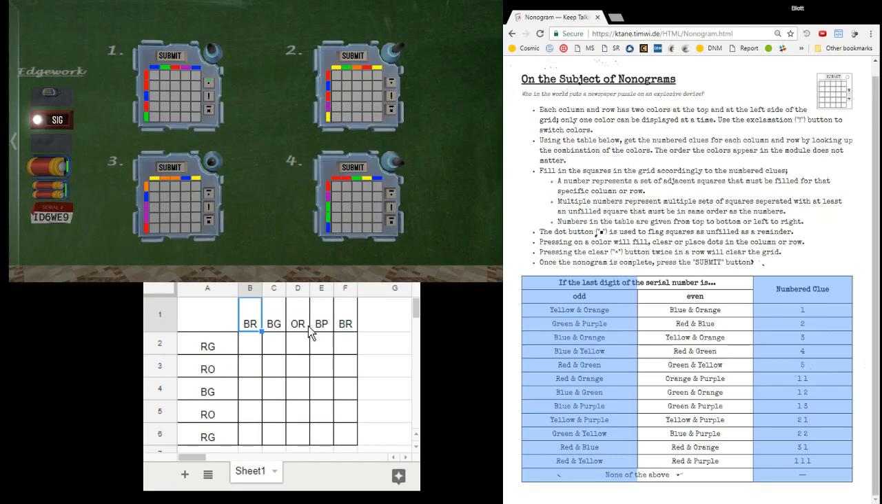So let's convert all of these colors to numbers. Blue-red is here. That's a 3, 1 clue. Blue-green is 1, 2. Orange-red is 1, 1. Blue-purple is 1, 3. And I'm not going to highlight them all moving on. I'm just going to fill them out. Blue-red was 3, 1.